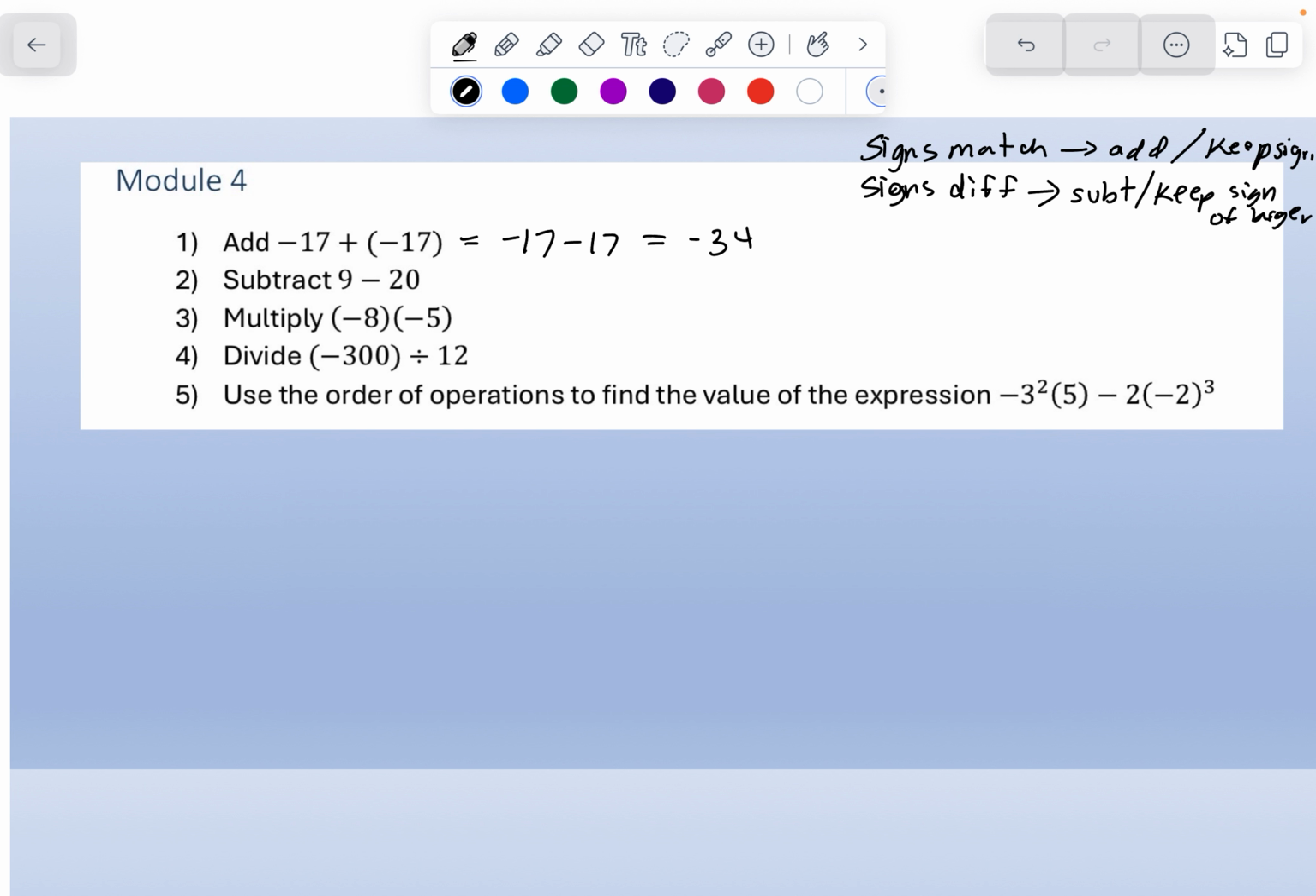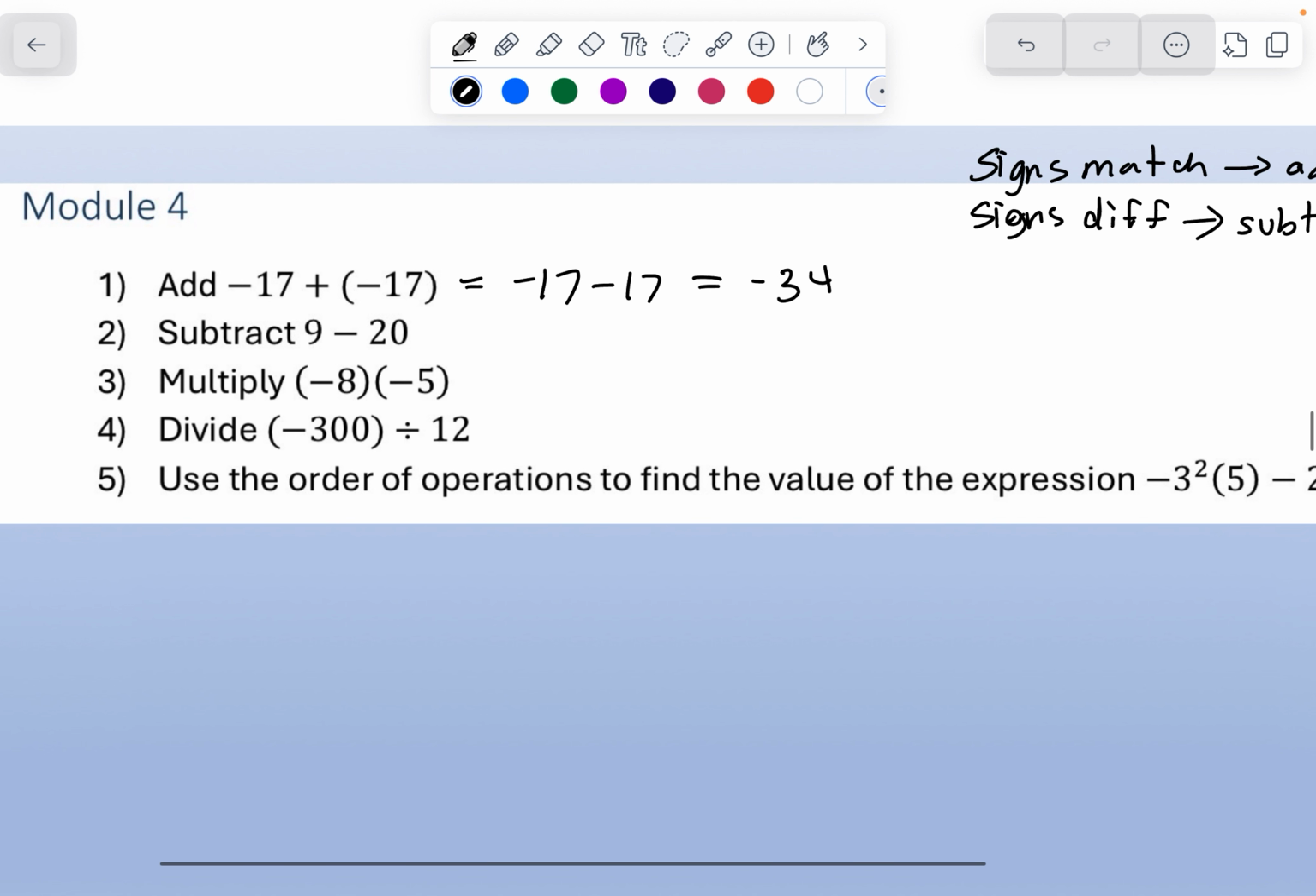Now let's take a look at 2. Subtracting 9 minus 20, the 20 has that negative with it. So we would consider it different signs. So we're going to subtract, get 11. 20 minus 9 is 11. But the 20 is the larger value, so we're going to keep that negative.